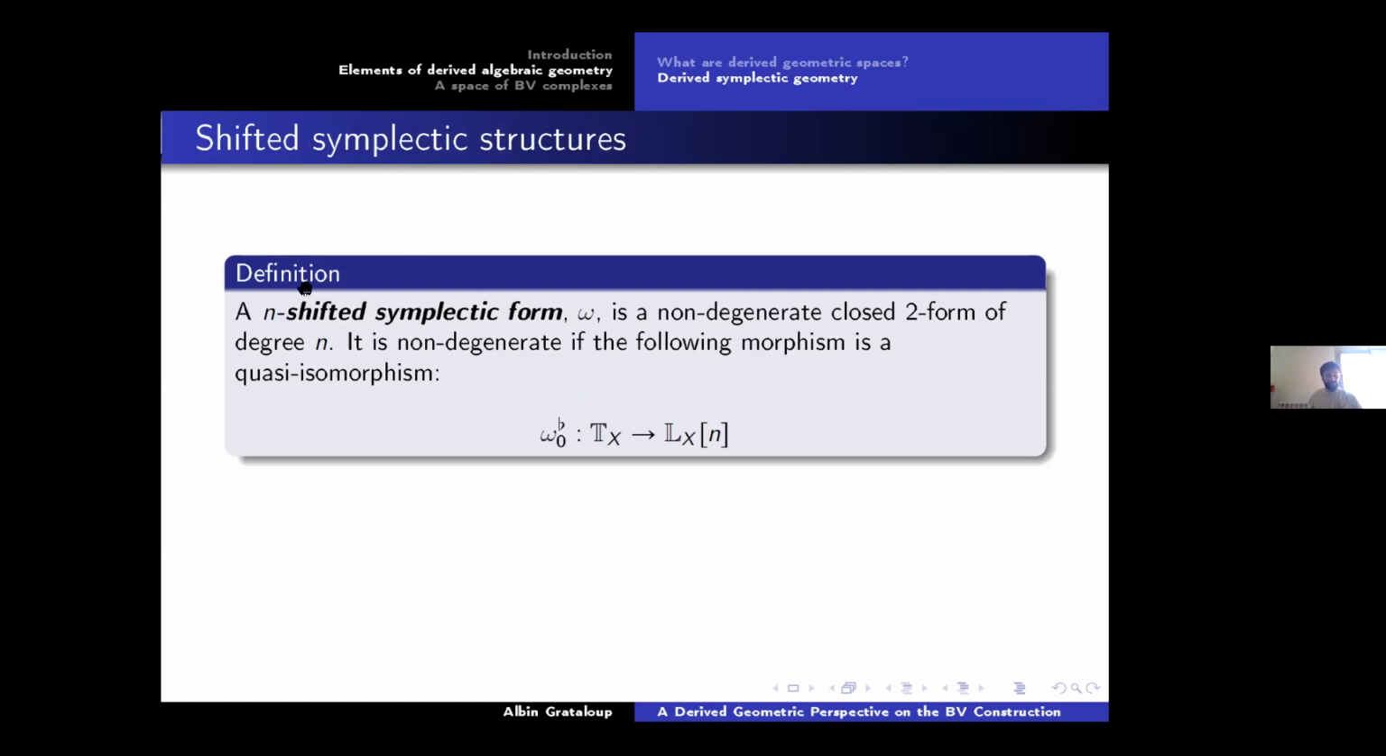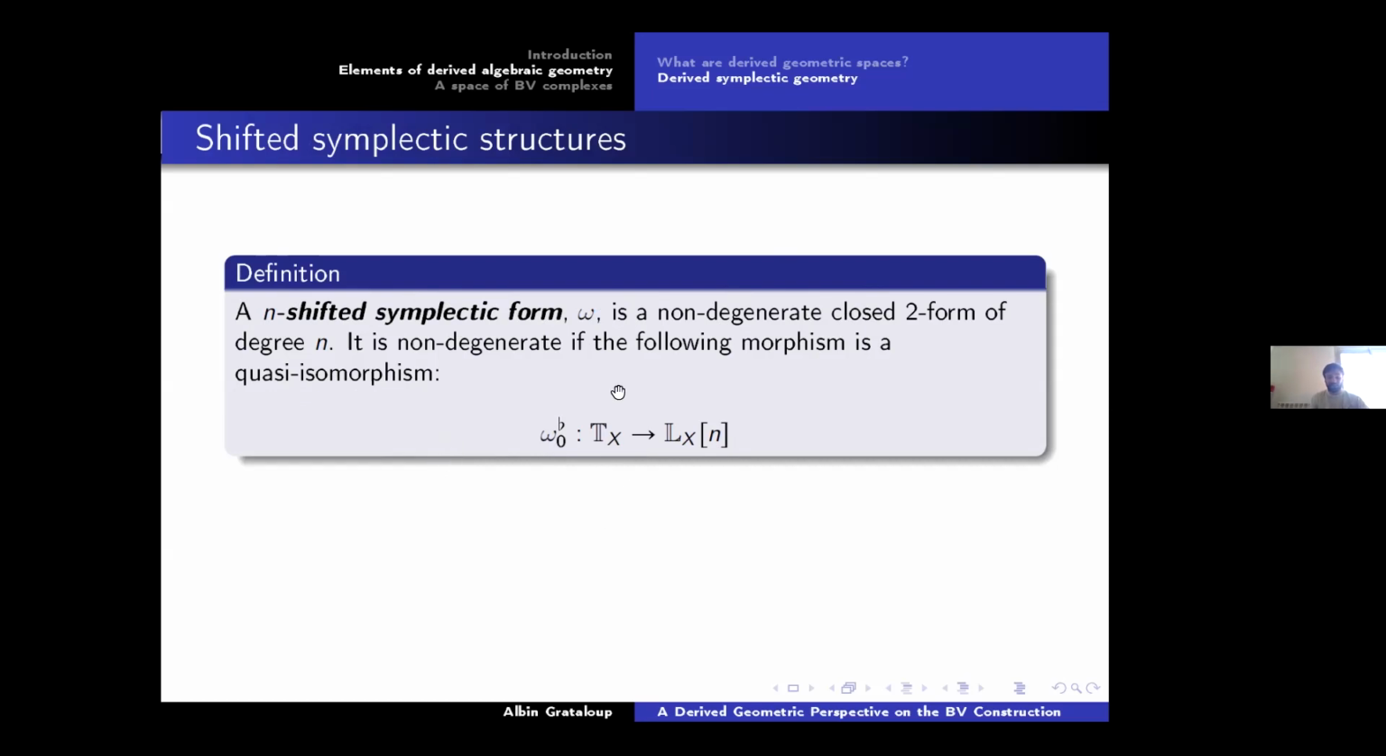So in that mindset, an n-shifted symplectic form omega is exactly a non-degenerate closed 2-form of degree n. So closed is already homotopy-flavored, because I've already defined it just before. And non-degenerate means that the underlying 2-form induces a quasi-isomorphism here.